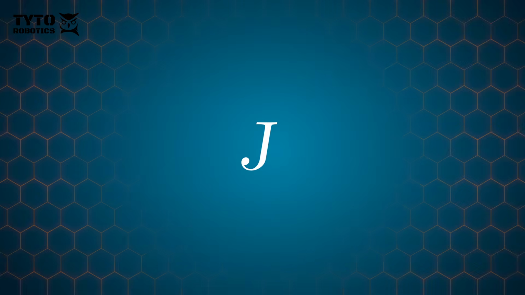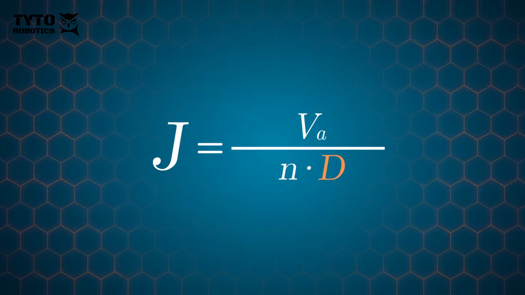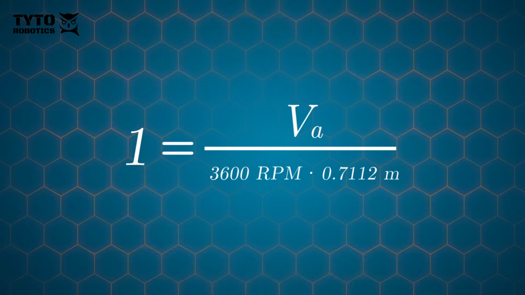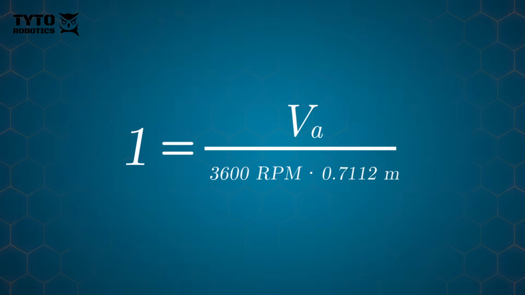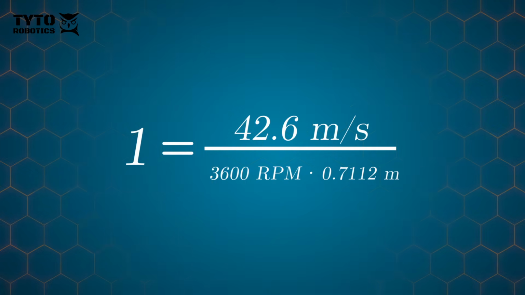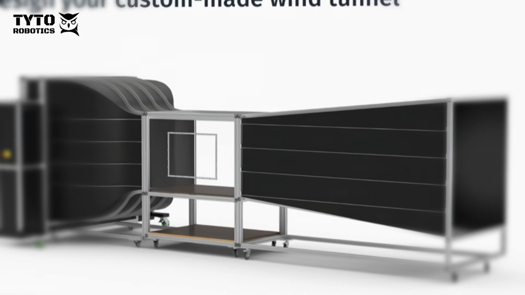Another limitation was actually our maximum wind speed. Advance ratio depends on relationships between airspeed, rotational speed, and propeller diameter. To reach very high advance ratios with large propellers spinning at thousands of RPM, the incoming wind speed must be extremely high. For example, to reach an advance ratio of 1 on our 28-inch propeller at 3600 RPM, we actually need a wind speed of 42.6 meters per second. That's over 150 kilometers per hour. The windshaper can achieve these speeds as long as you have a convergent with your setup.